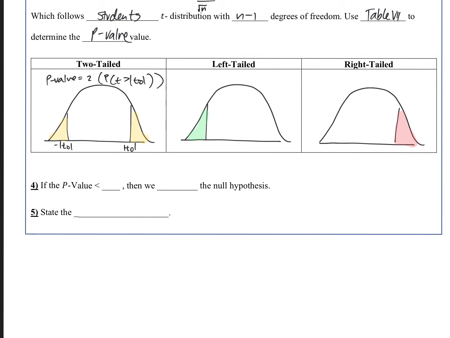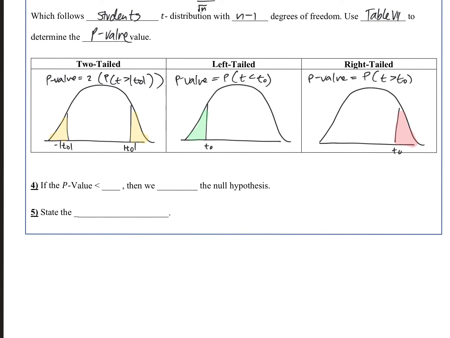Left-tailed, what are we looking at? Well, we are looking at, once again, that t-value that we find on the table, and our p-value is going to equal the probability of t being less than t0. Right-tailed, we're looking for the p-value, this time, of t being greater than our t sub 0 value. So remember, we're looking at the area to the right.